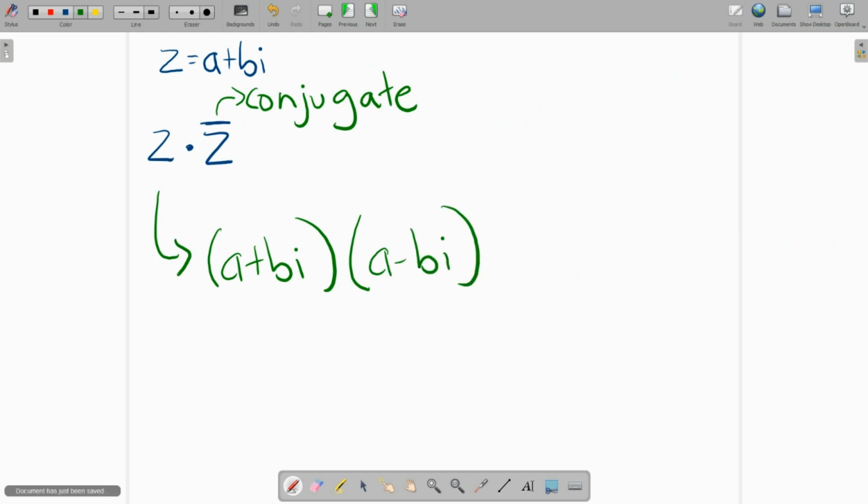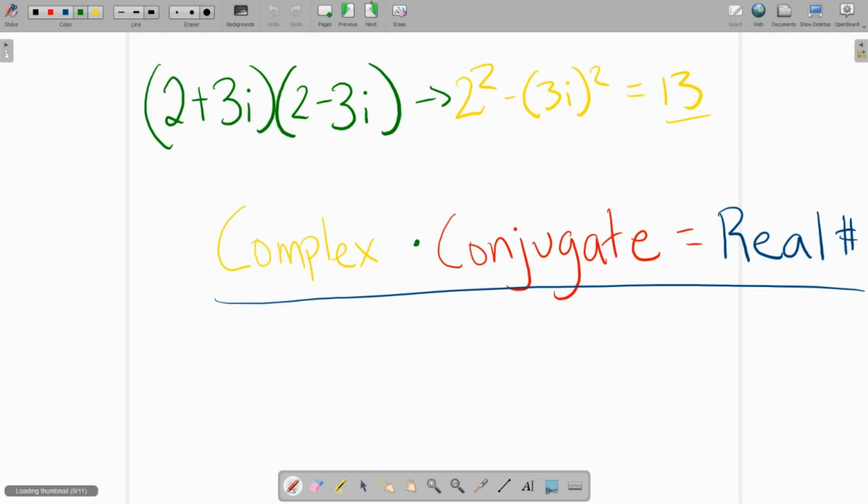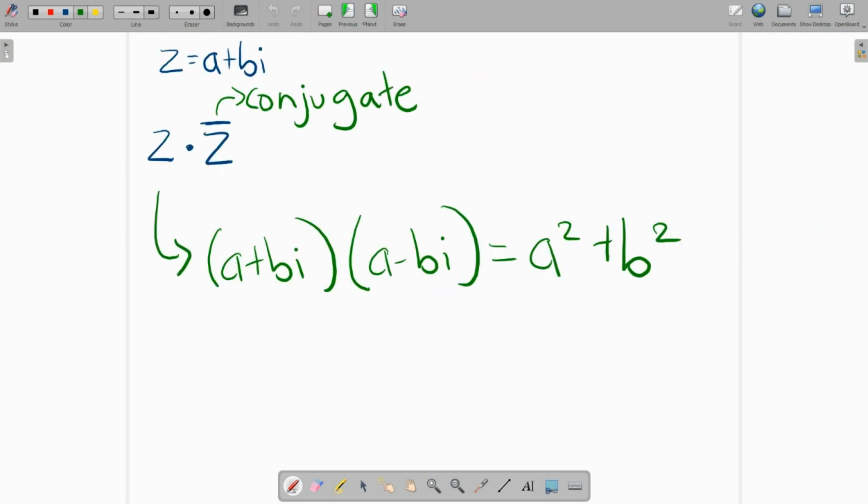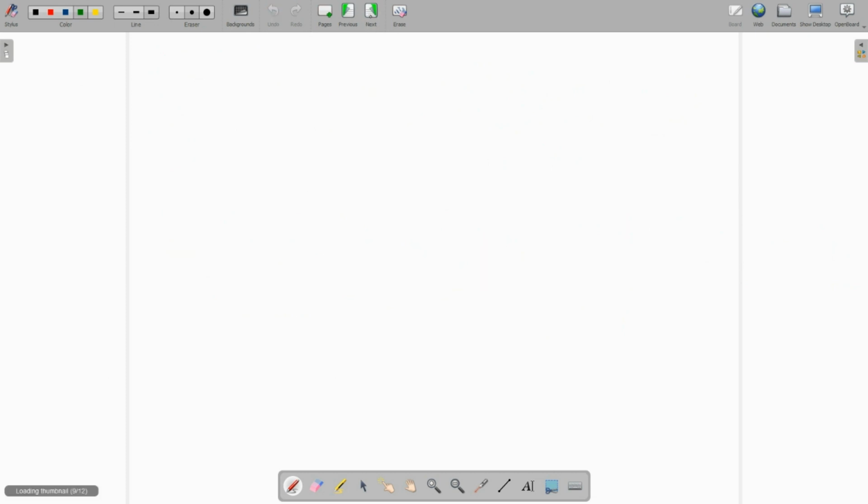The theorem just states that this would be equal to a squared plus b squared. That's an important thing to remember, just like the x squared and y squared property. Oh, sorry, not plus. This should be minus. This would be a squared minus b squared. Okay, hopefully that makes sense. Let's move on to the next.